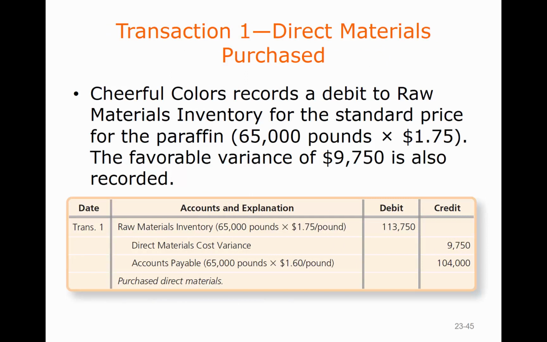Cheerful Colors records a debit to raw materials inventory for the standard price of the paraffin wax. 65,000 pounds at $1.75. So here's how they record it. Raw materials inventory goes up. So accounts payable. And then the difference is the cost variance.